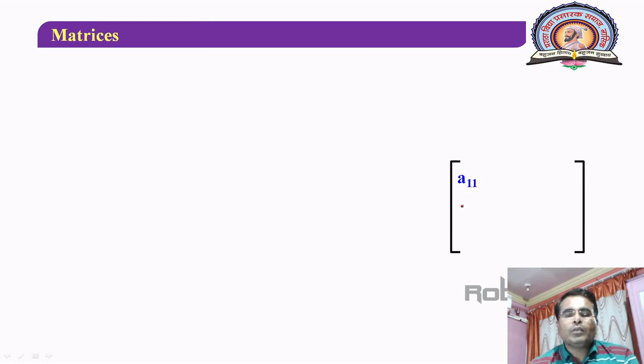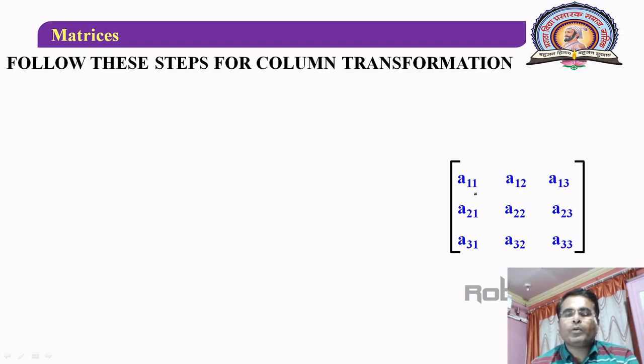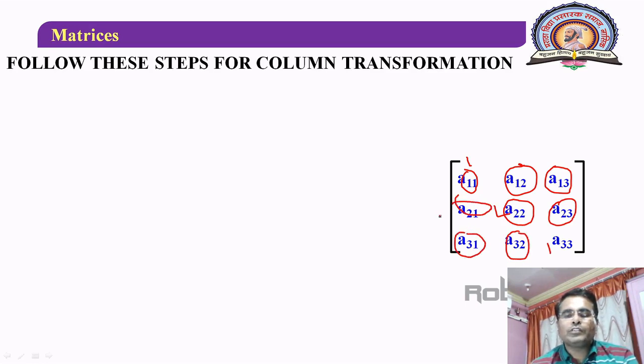Okay. Now if you want to consider the procedure for column transformations in the case of a 3 by 3 matrix, then you have to consider these column transformations as the steps considered here. Make this 1, then make this 0, make this 0, then make this 1, then make this 0, then make this 1, make this 0, make this 0, and at last make this 0.